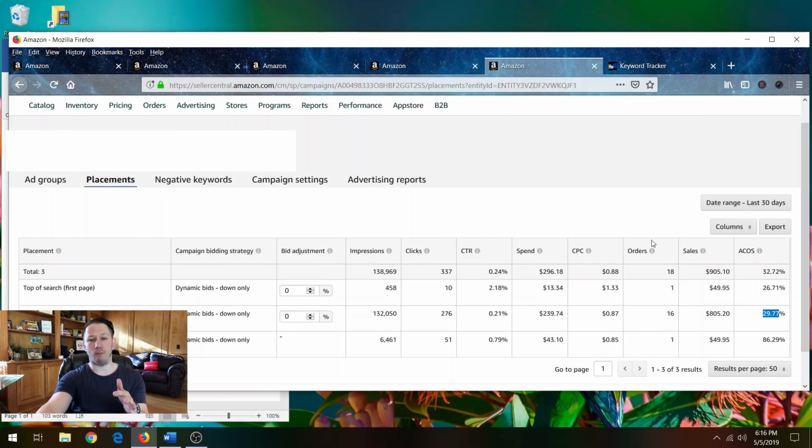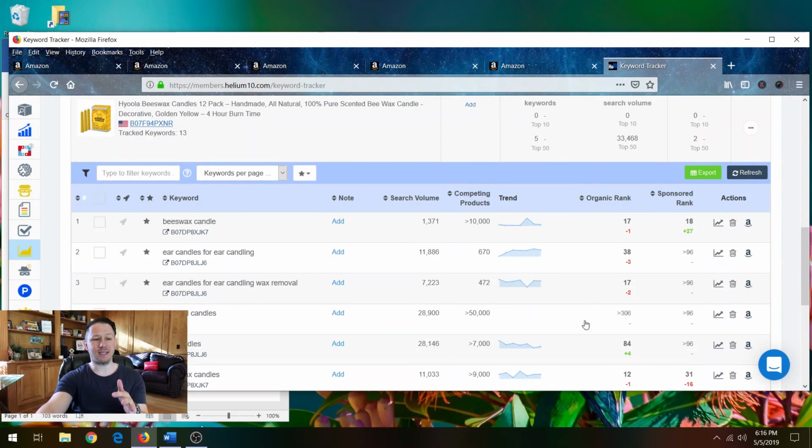And I'm going to show you one more thing here. This is the Helium 10 keyword tracker. And this thing just had an update in the last month or so. And it's really awesome, and this is just an example product. I don't sell this beeswax candle, but it's a product that I found previously in one of my product research videos. So if you want to find that, it was a good product to sell. Just look up my product research. But the important thing here is this new update that shows sponsored rank.